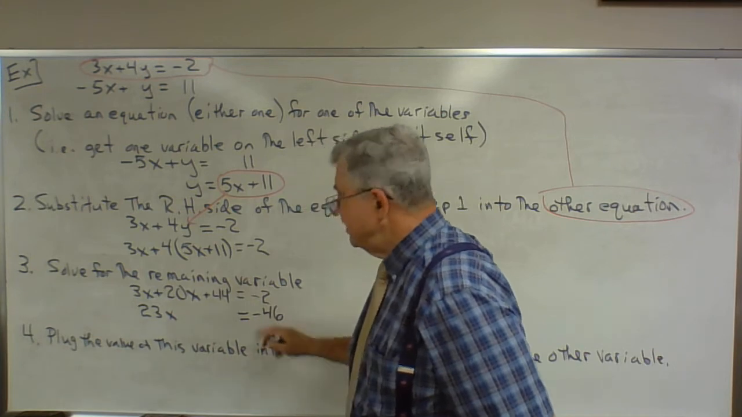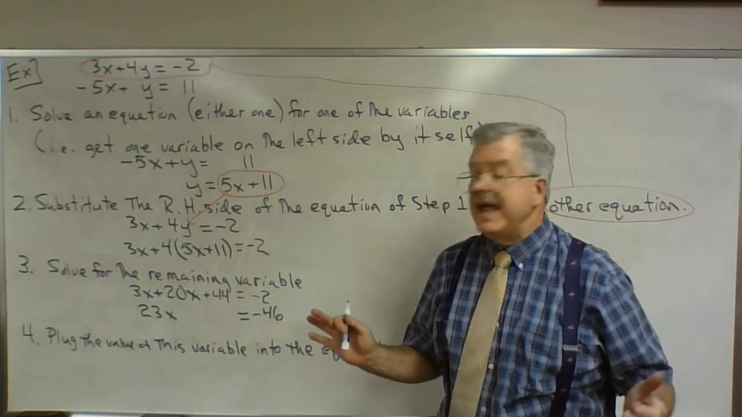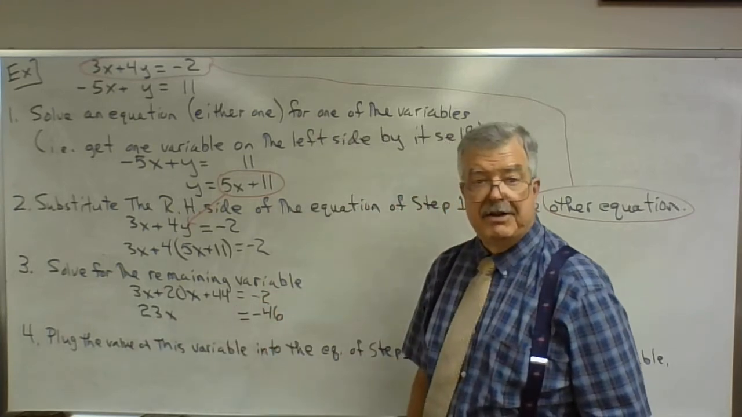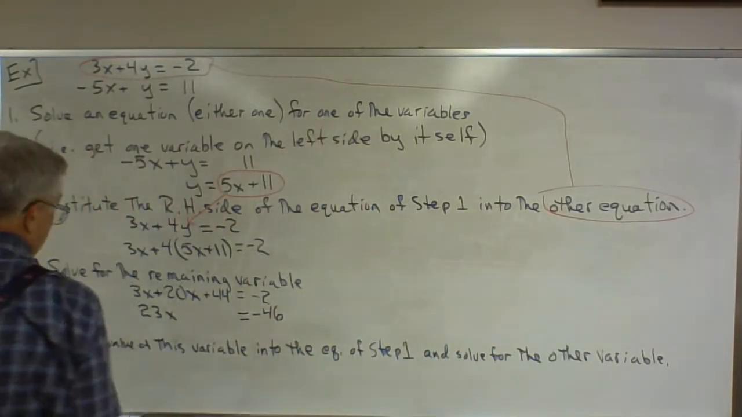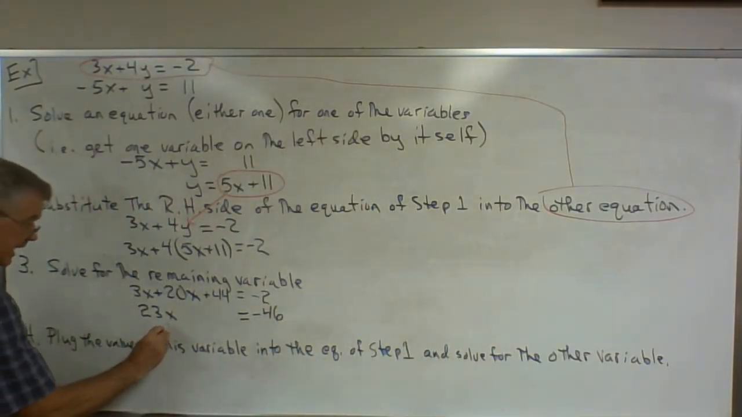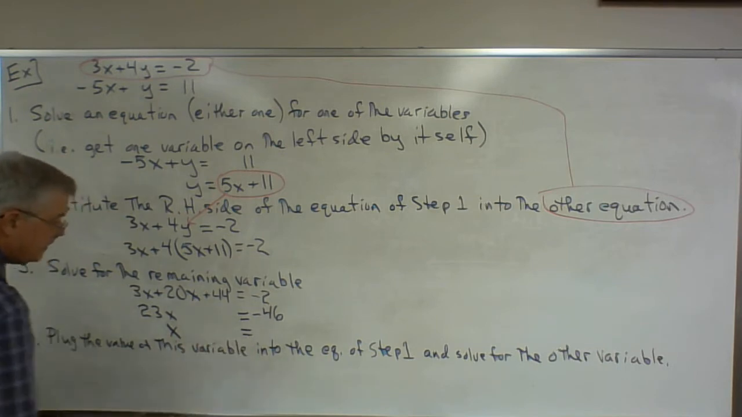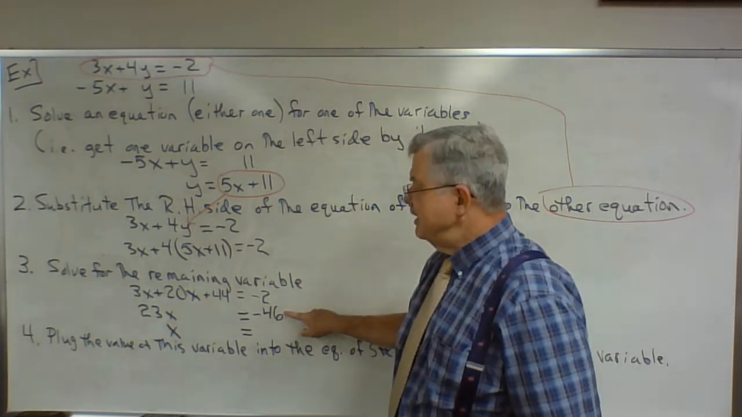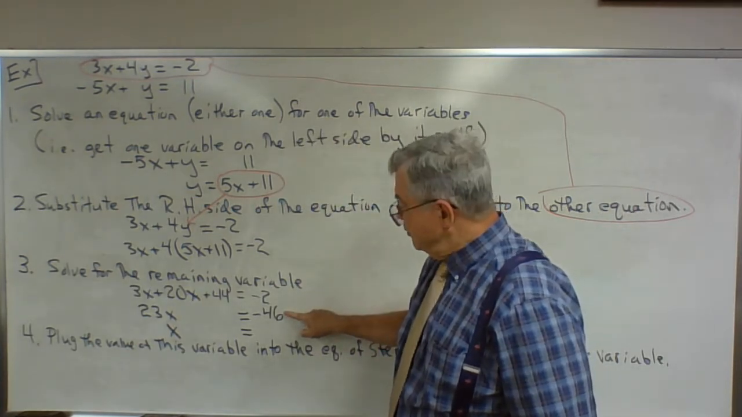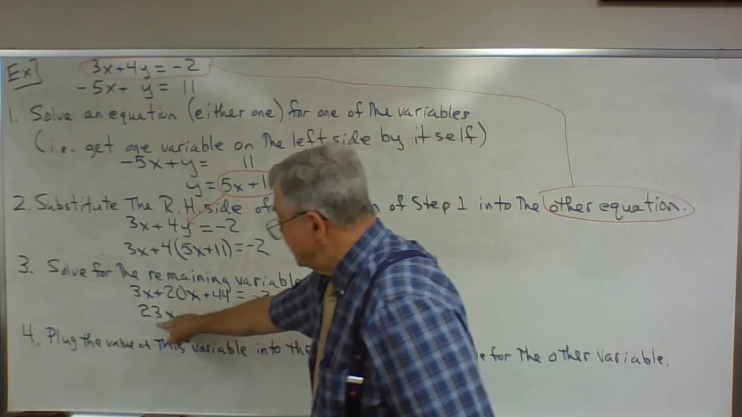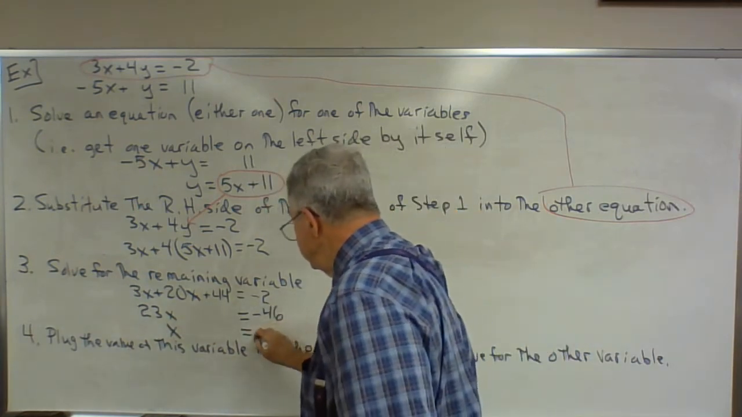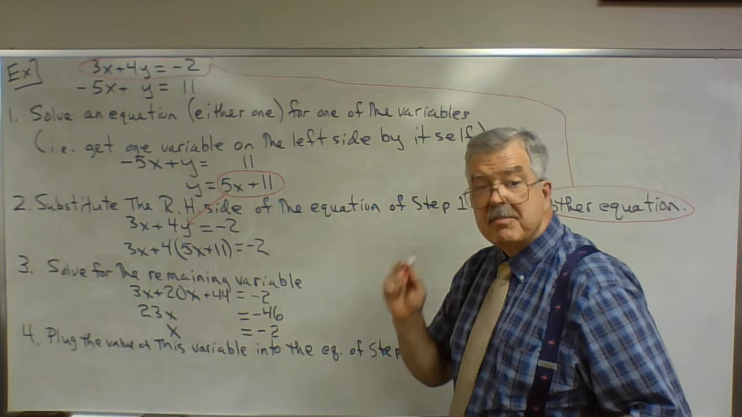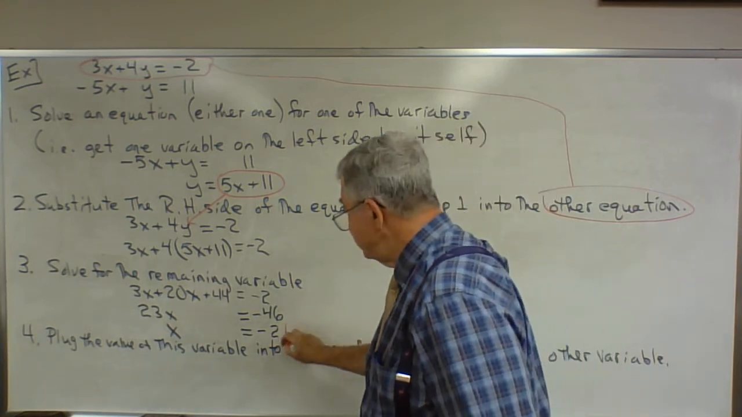23x equals negative 46. To find x, the remaining variable, I just have to divide both sides by 23. I divide this side by 23 and I get x. And if I divide 46 by 23, I get 2. So if I divide negative 46 by 23, I get negative 2. So I've got half of my solution already. I have the x value.